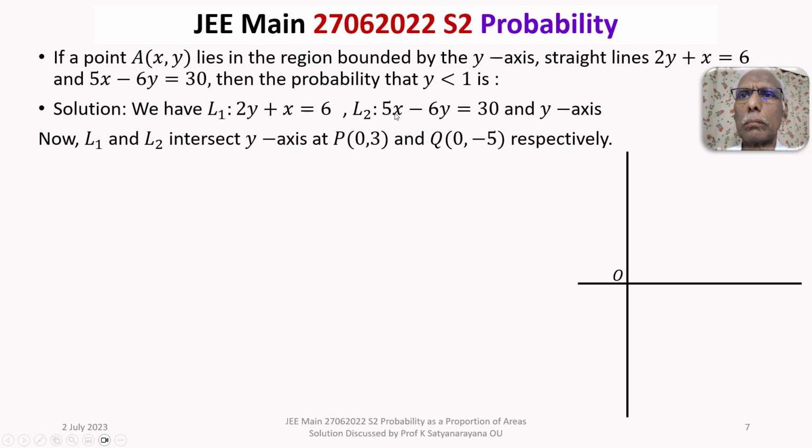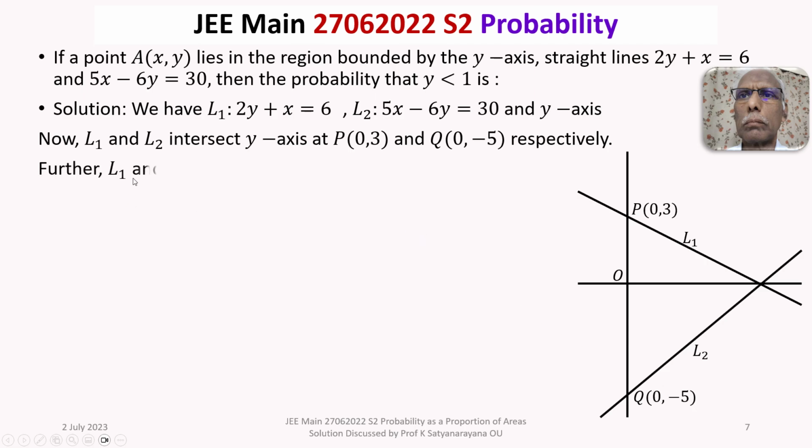In L2, put x is equal to 0. Then you will get minus 6y is equal to 30, that is y is equal to minus 5. That means L2 cuts the y-axis at a point, say Q, with coordinates 0, minus 5. Let's get into L1. Yes, L1 is here. It intersects the y-axis at 0, 3. And L2 intersects the y-axis at 0, minus 5.